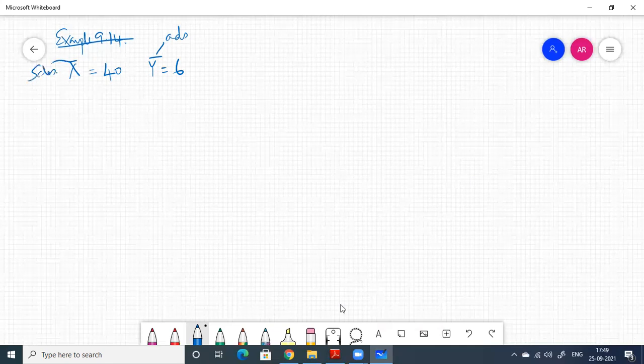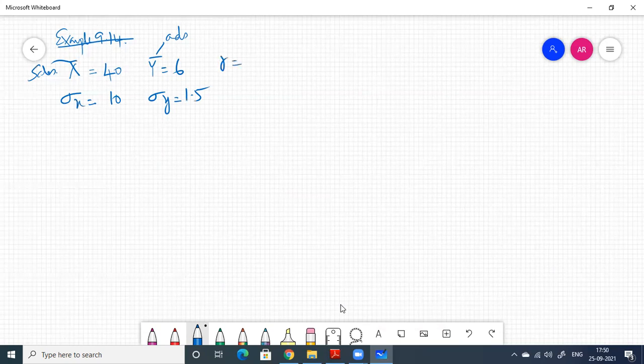Then standard deviation. Sigma x equal to 10 and sigma y, standard deviation for advertisement, is equal to 1.5. Okay. So this is also given. Then this very simple sum. It looks very complex, very simple sum. Then he's telling coefficient of correlation is equal to 0.9. Okay. Now he's telling estimate the likely sales for a proposed advertisement expenditure of 10 crore.